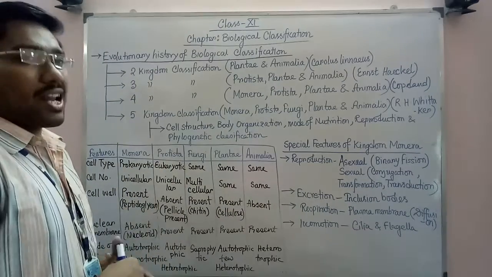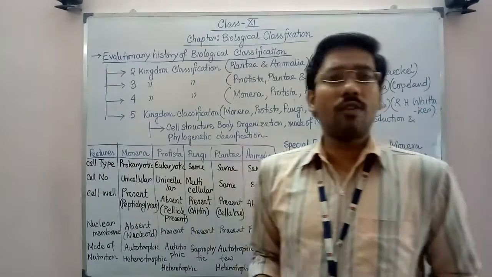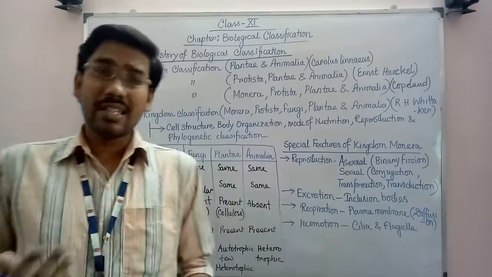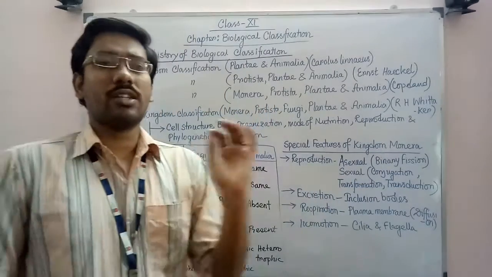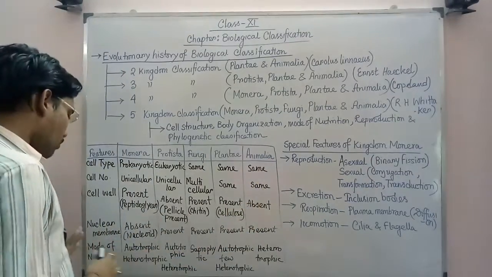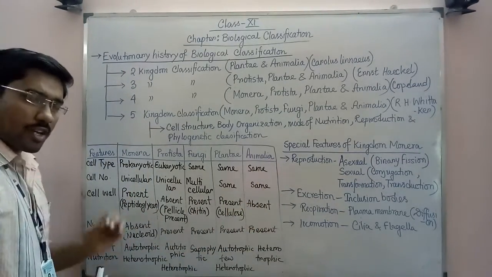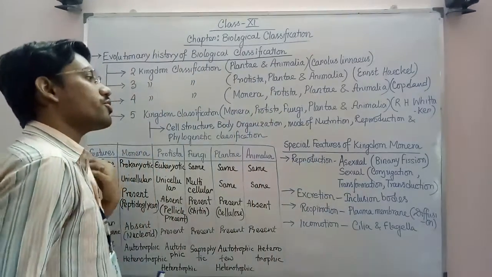And the next, Animalia. In case of Animalia, mostly they are heterotrophic. They can be saprophytic, parasitic, symbiotic, holozoic. So any kind of heterotrophic mode of nutrition is shown by Animalia. So I think the mode of nutrition for each and every kingdom is very much clear to everyone. Next we will be discussing the special features of kingdom Monera.